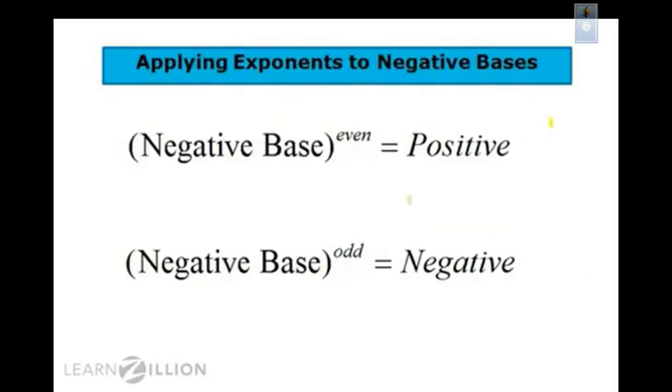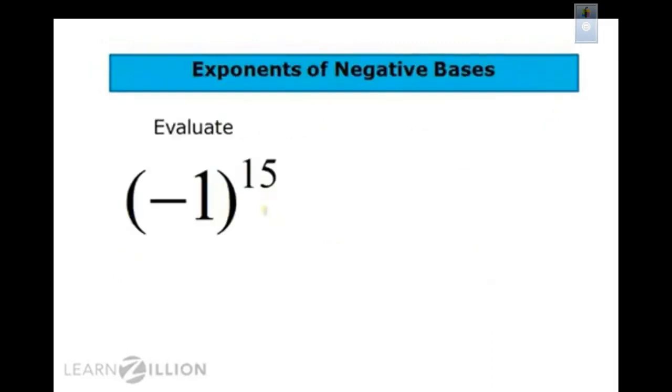The same concept works with any negative base. Any negative base to an even exponent, the negatives will pair up and result in a positive answer. Any negative base to an odd exponent, there'll always be that one lonely negative number in the multiplication sentence that turns the whole thing negative. Let's use this idea to check out a few practice problems.